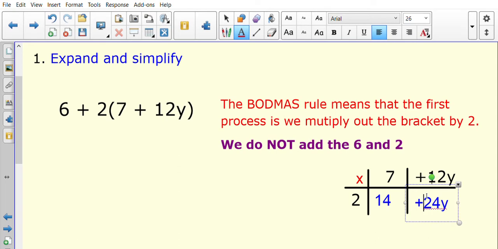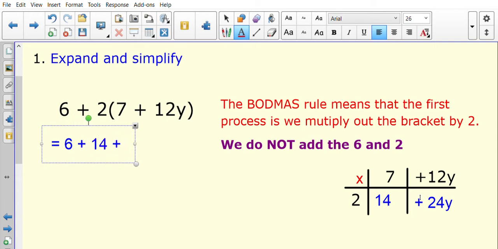Now I should really put my positive sign in first there as well. So that's my bracket dealt with. This 6 is still here, and you'll notice we do not add the 6 and the 2. It's positive 6 on its own, which remains there, and we now add on what we've just multiplied out of the bracket. So we add our 14 and we add our 24y.